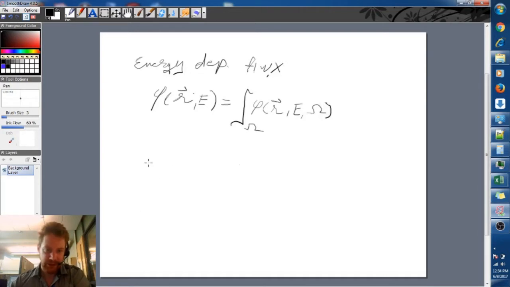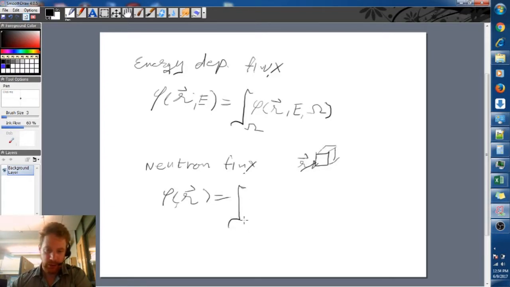And then we have what's colloquially called the neutron flux. The neutron flux is denoted phi as a function of position. So our cube or whatever is at some position vector r. And that's just the integral over all energies of our energy dependent flux.